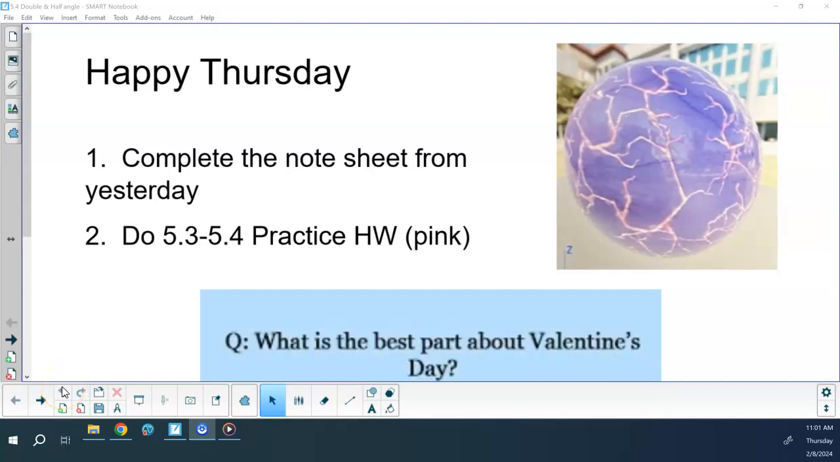Stellar, that row. So let's talk. The front side of the note packet is what you started yesterday, and then we'll get into the back side, and then we'll finish up on the third page.